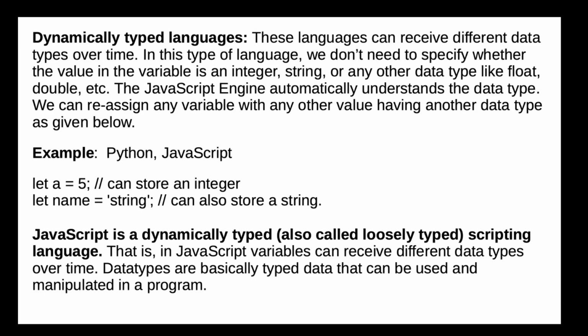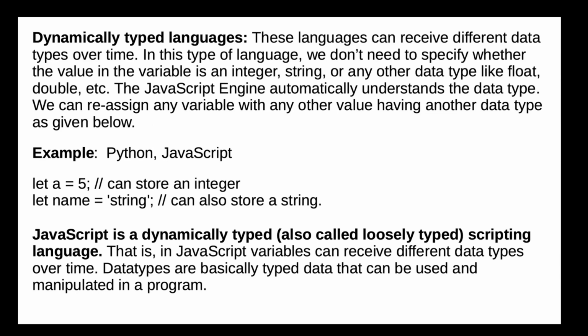Next is dynamically typed language. These languages can receive different data types over time. In this type of language, we don't need to specify whether the value in the variable is an integer, string, or any other data type like float, double, etc. The JavaScript engine automatically understands the data type. We can reassign any variable with any other value having another data type, as given below.